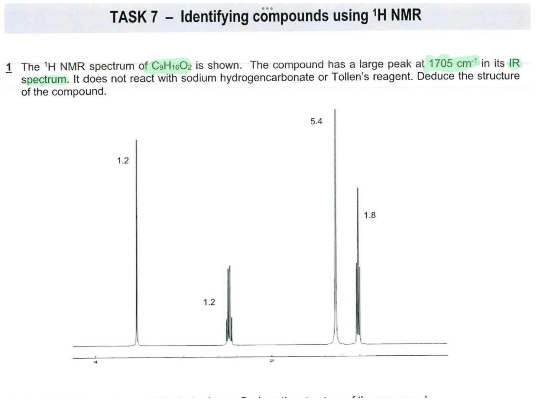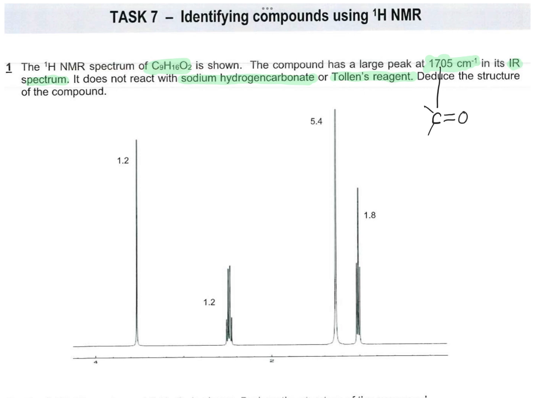The chemical information that's been given to you is that it doesn't react with sodium hydrogen carbonate or Tollens reagent. Deduce the structure of the compound. Well, first of all, if you go to your data sheets, you will find that the sharp peak at 1,705 in your infrared spectrum is due to a carbonyl group.